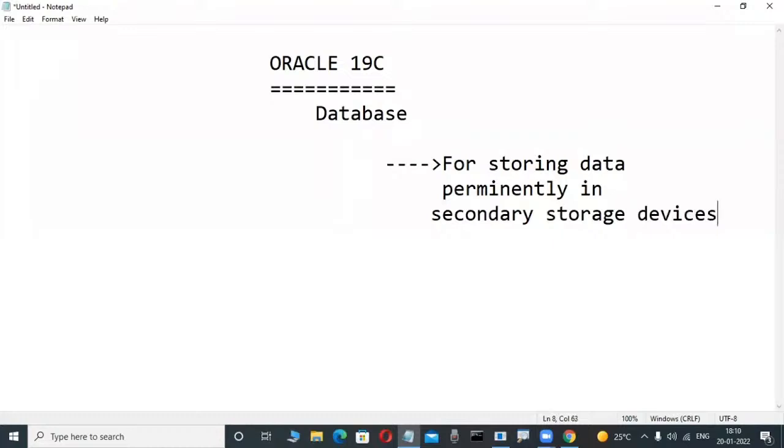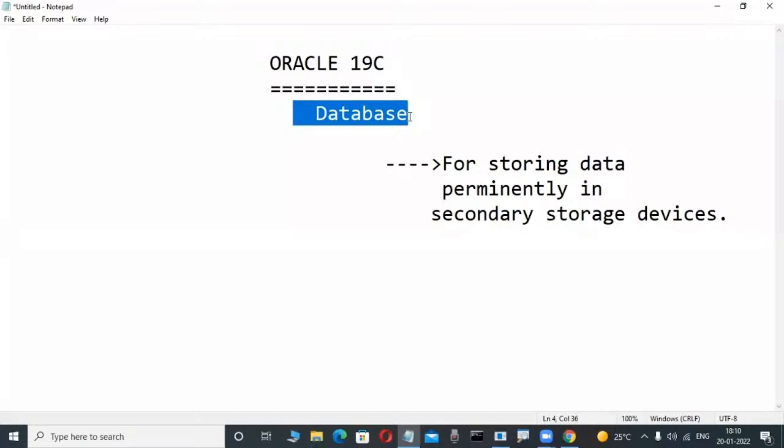Okay, fine. Permanent. Suppose today we are storing our data, then after 5 years, 10 years, 20 years, even 100 years, your data is still available. That's why Oracle is a product from Oracle Corporation. Some version number is there. This is a database product, one of the popular databases.